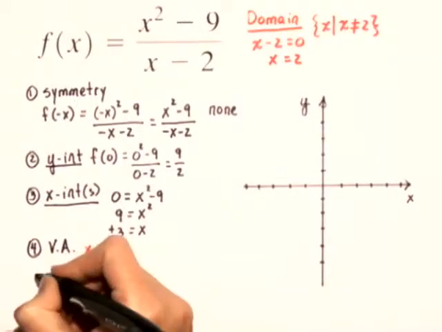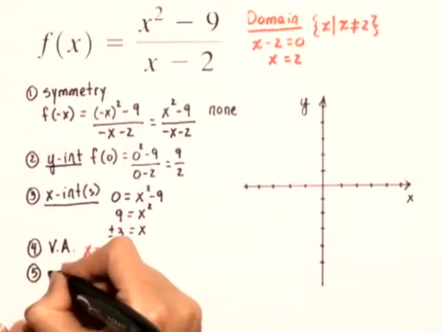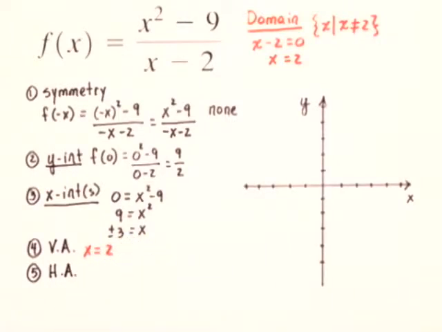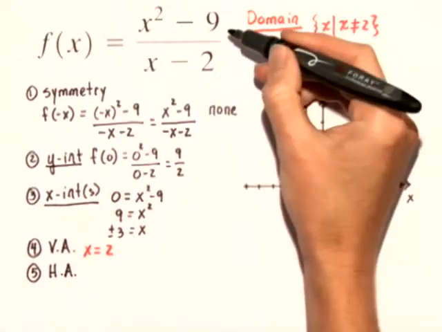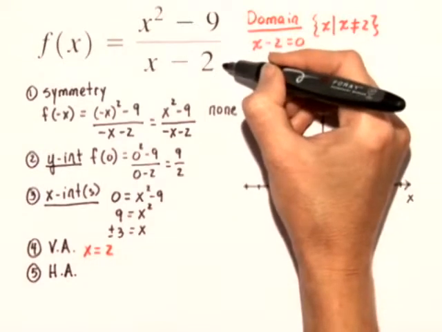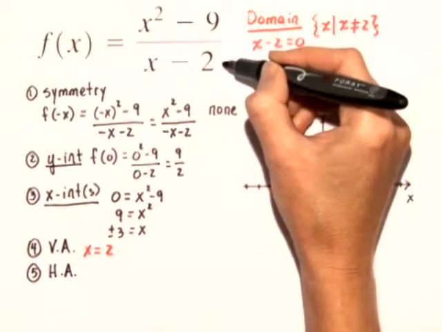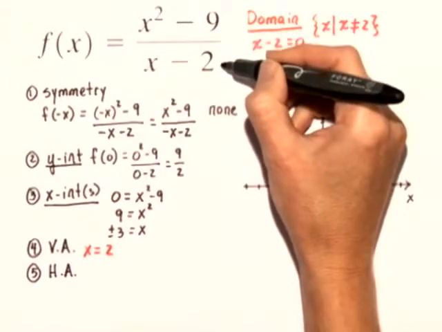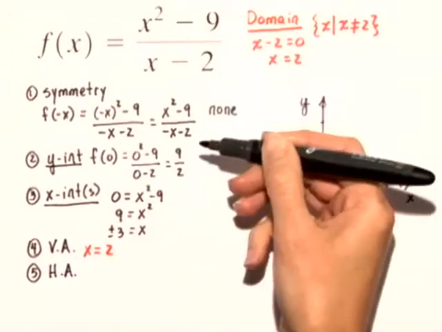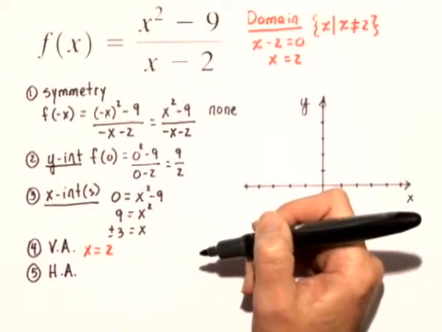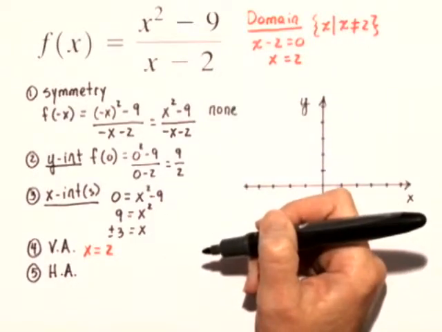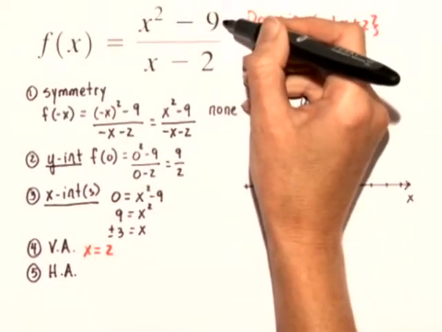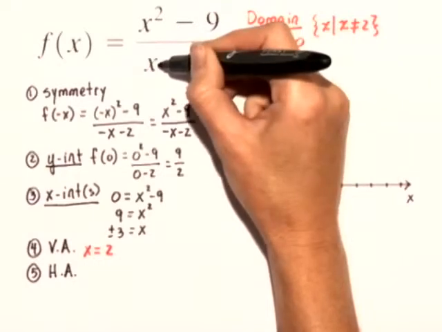Now in step 5, we want to see whether or not we have a horizontal asymptote. We find a horizontal asymptote by comparing the degree of the numerator to the degree of the denominator. We have three possible cases. If the degree of the numerator is less than the degree of the denominator, then we just have the x-axis, or the line y equals 0, as a horizontal asymptote. That's not the case here. The degree of the numerator is 2, the degree of the denominator is 1.